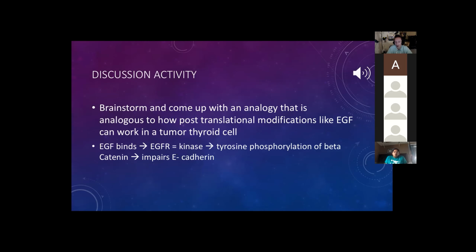Yeah, exactly. Okay, so let's come up with different ways, and let's come up with different modifications too, like I just did. You could use one of those too. How might ubiquitination, for example, affect a cancer cell if you're ubiquitinating something? And if you don't know what that is, it's okay. Just talk about what you know.